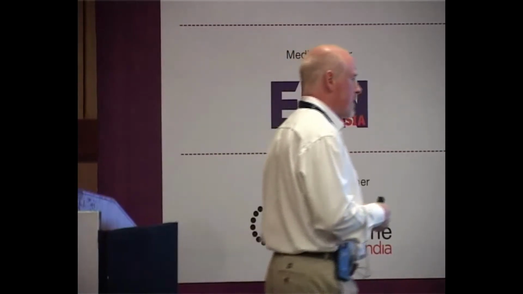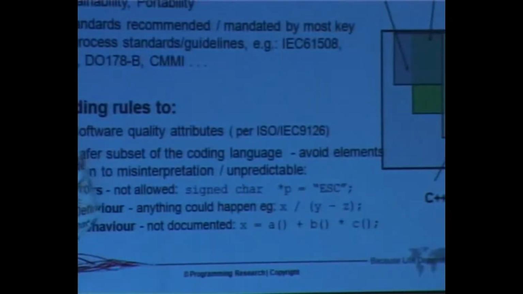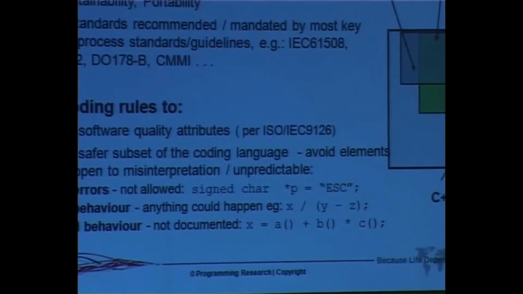So if we just have a look at some of the things that they cover, so things like constraint violations. Typically, a coding standard should say there should be no constraint violations. So these are constructs that are syntactically correct but semantically wrong. So you've just broken the rules of the programming language. So for example, in C, we could say signed char star p equals a literal string, and that is actually a constraint violation. That's some illegal C code. We've broken the rules of the C programming language.